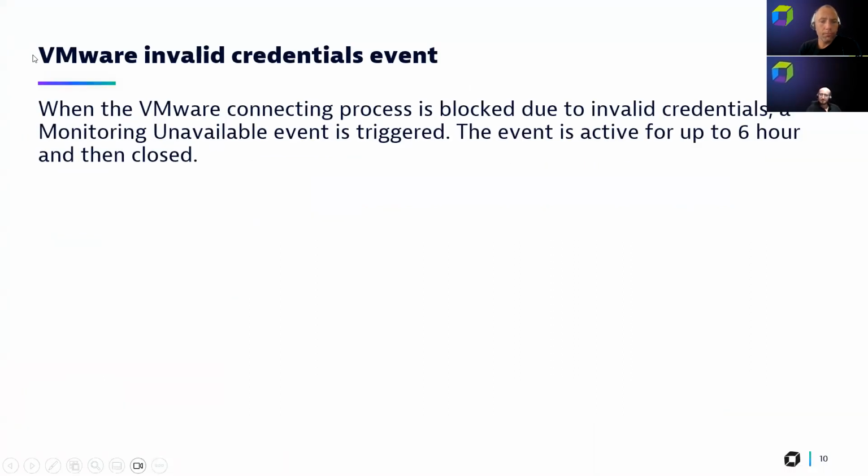On the infra side, we now have a new monitoring unavailable event. This event is triggered whenever a VMware connection with invalid credentials happens. So what does it mean? Whenever you have any integration issue due to your credentials, we trigger an availability event. This event is active for up to 6 hours and then closed.